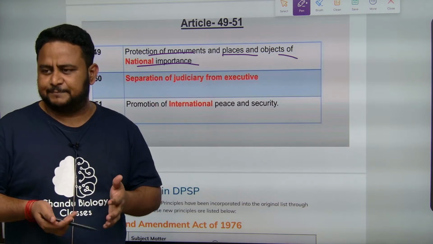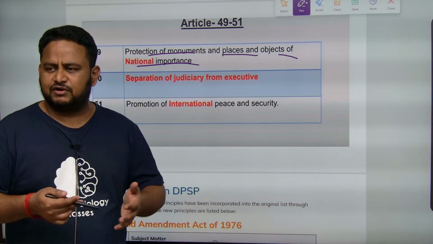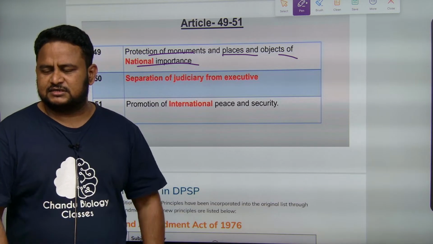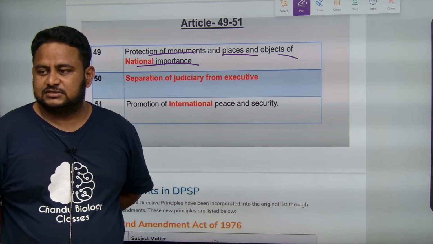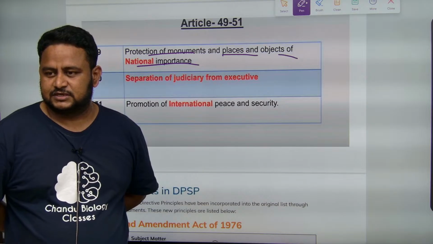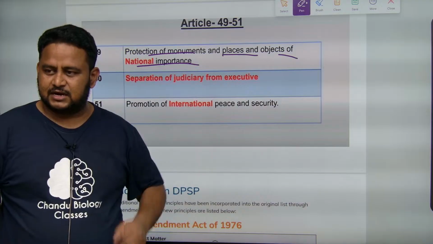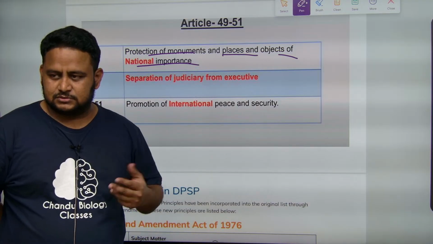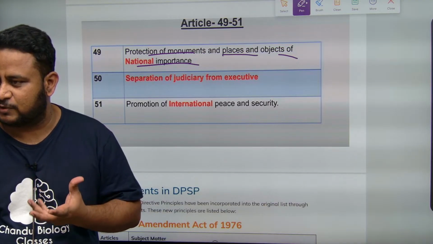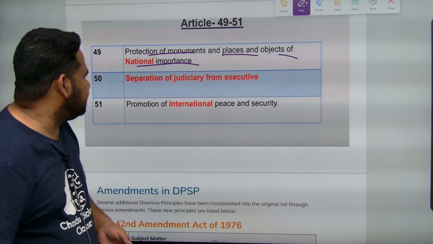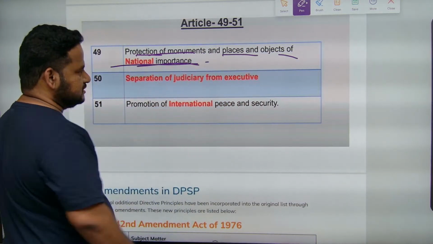So we have so many temples, so many churches. For example, in Goa we have one very famous church, the Saint Francis Xavier Church. And like that we have so many temples, like our Tirumala temple. All those are of national importance. You have to protect that. That is the duty of the state. So, protection of monuments, places and objects of national importance.